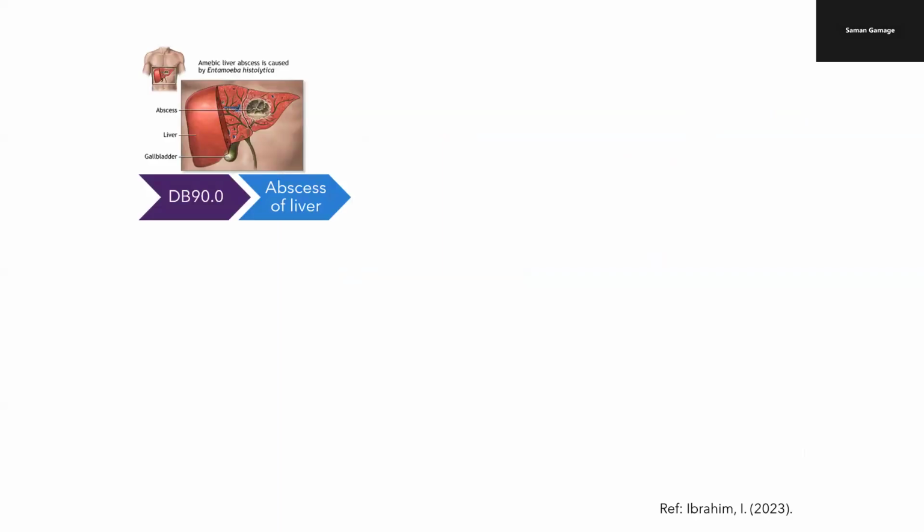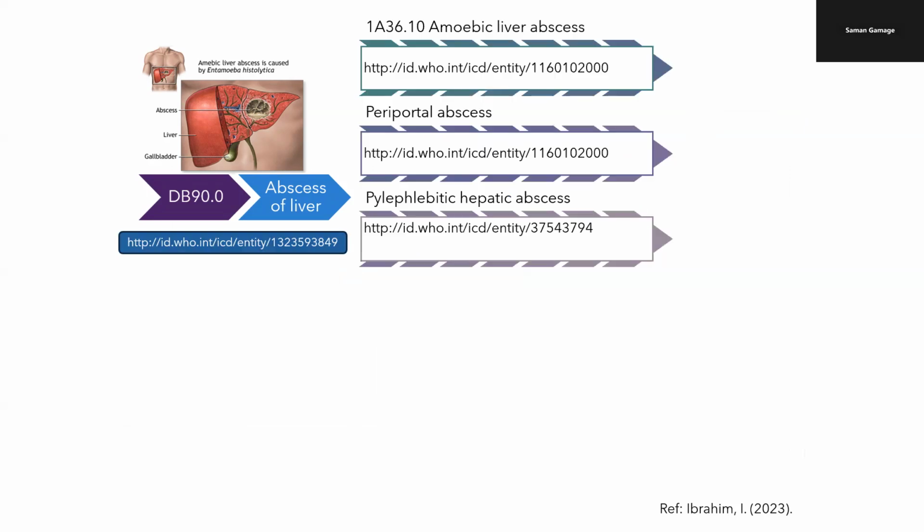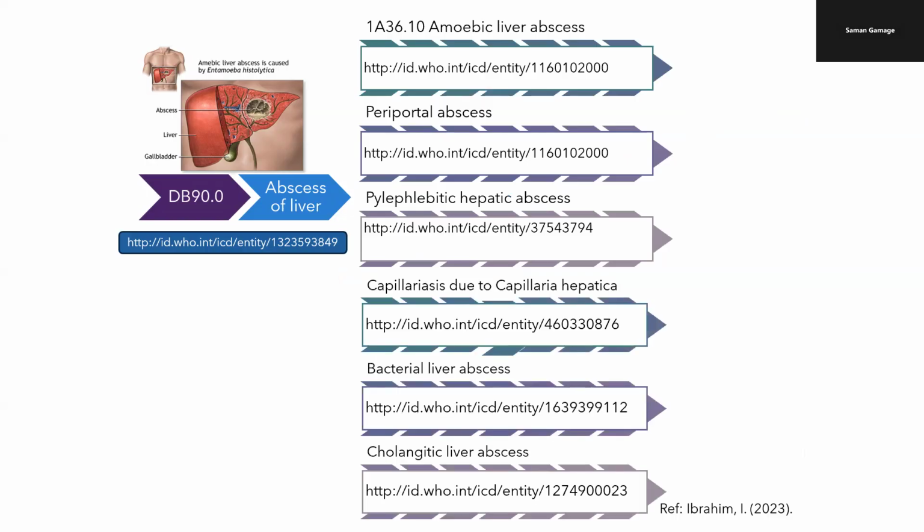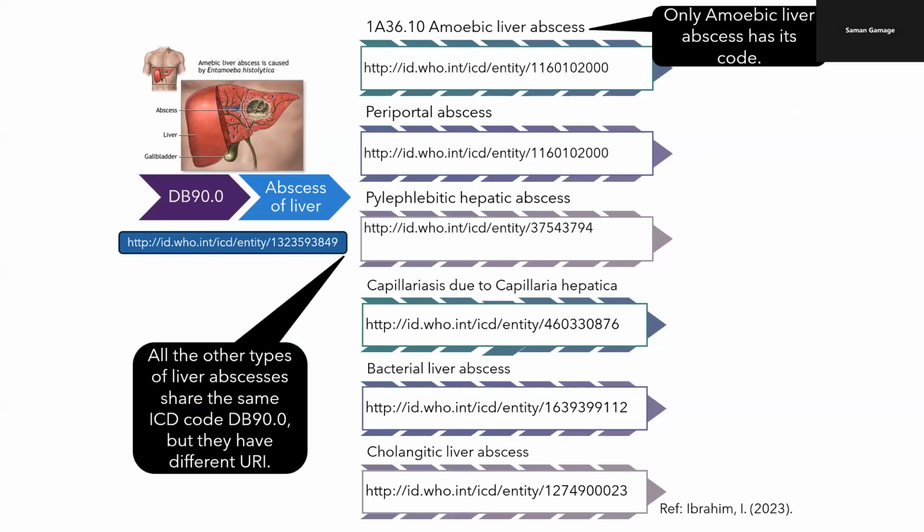Here is another example. DB 90.0 is the code for abscess of liver, and this is the URI. There are multiple other conditions in liver. Only amoebic liver abscess has its own code 1A36.10, but all the other types of liver abscesses share the same ICD code DB 90.0, but they have different URI.